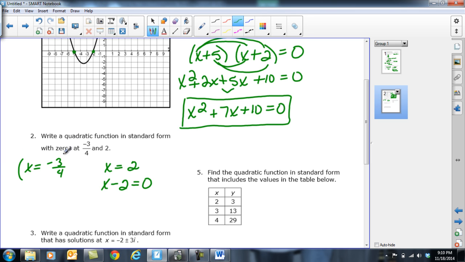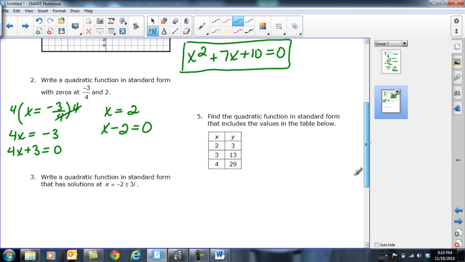So the first thing I'm going to do is multiply both sides by 4 to get rid of the fraction. So that gives me 4x equals -3. And then I'm going to have to add 3 to both sides to get that to equal 0. So these would have been my two factors, 4x plus 3 and x minus 2.